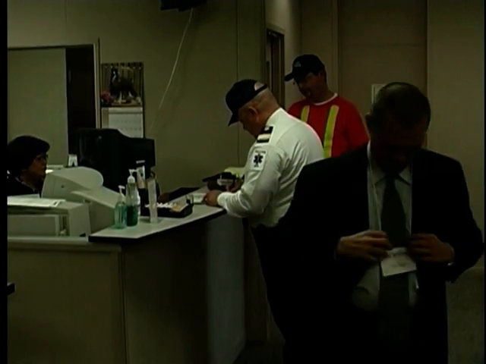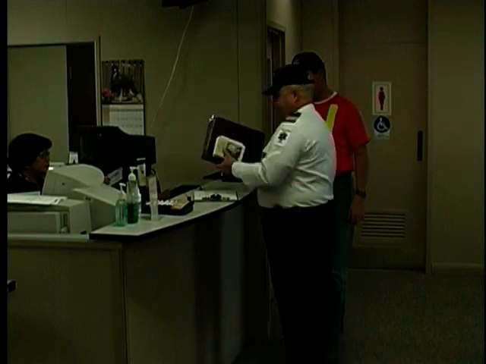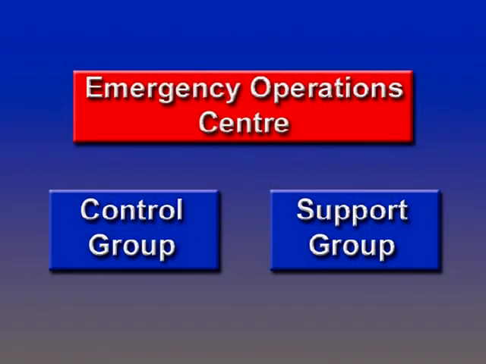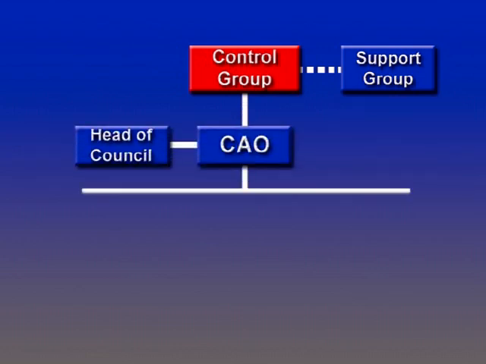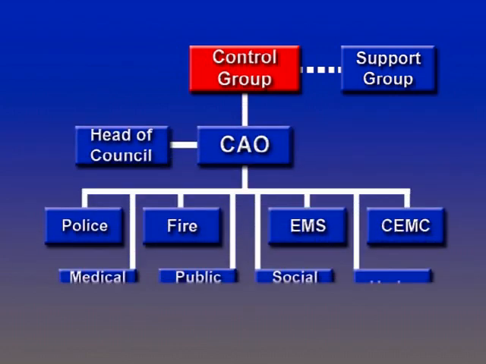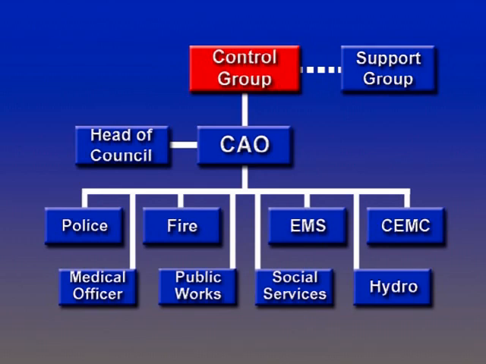Those reporting represent 2 main groups, the Community Control Group and the Support Group. Each of these groups have specific responsibilities related to managing the emergency. The Community Control Group consists of senior departmental representatives who provide advice to the head of council while coordinating the overall response activities of their respective departments.